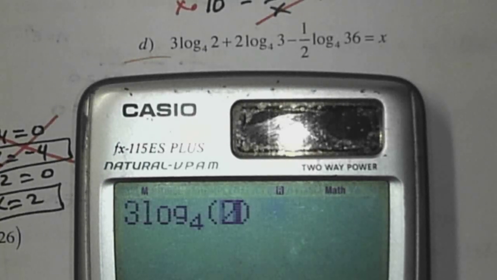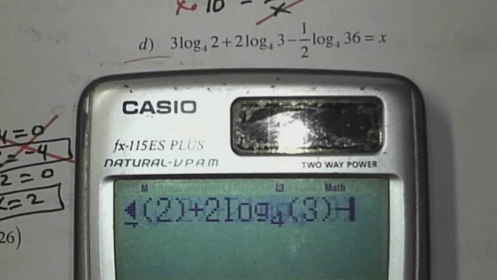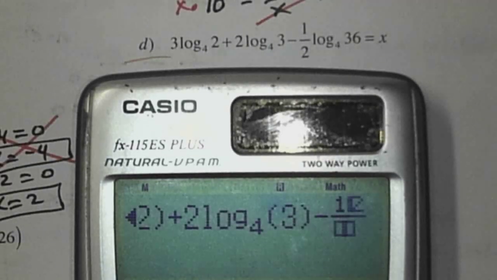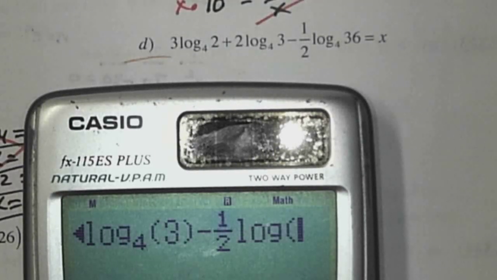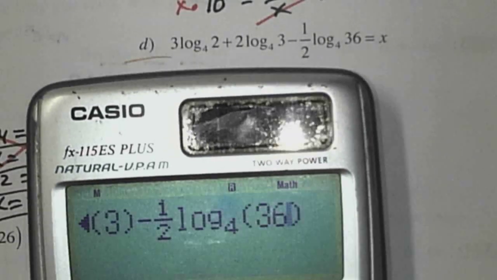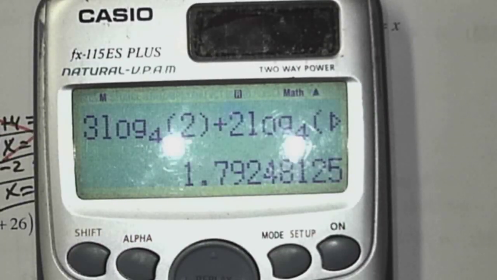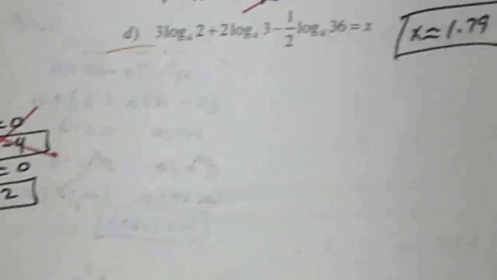Log base 4 of 2 plus 2 log base 4 of 3 minus 1/2 log base 4 of 36. All the numbers are over there. I can just type them in, hit equals. I'm done. 1.79. I'm going to write that over here. X is approximately 1.79. Now, here's what I taught in class.